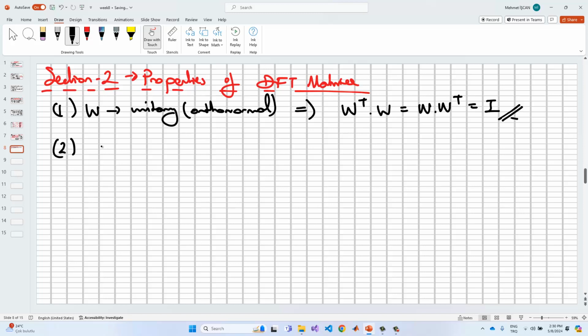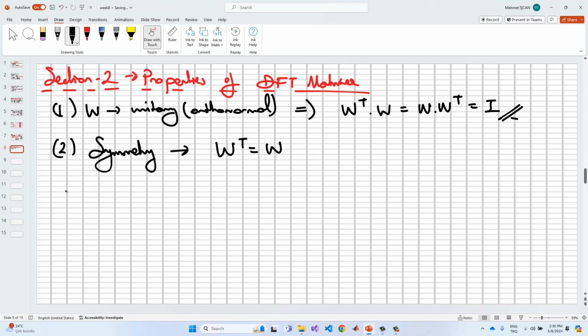The other important property is the symmetry, which means that W transpose is equal to W, or the transpose of this matrix equals itself. Okay, W transpose is equal to W.